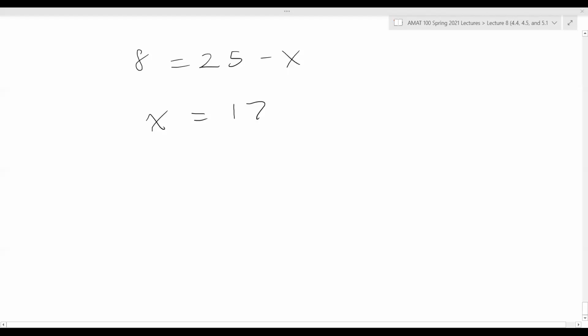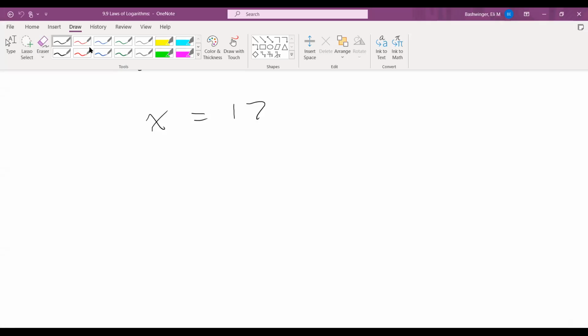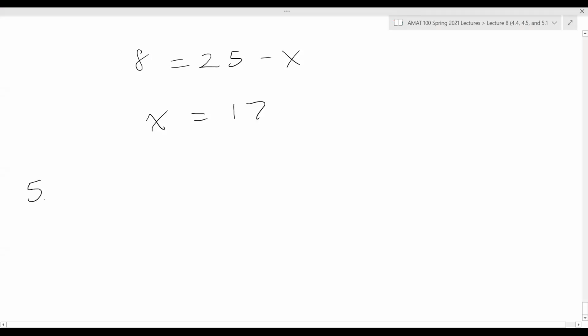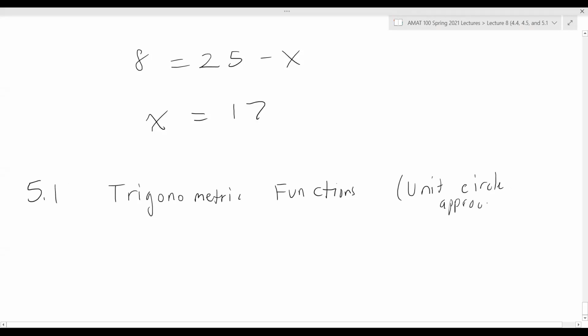So let me share my screen. Okay, so we're in 5.1, and this is trigonometric functions. This is the unit circle approach.